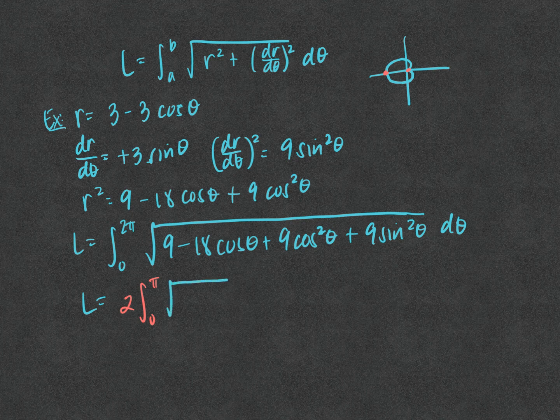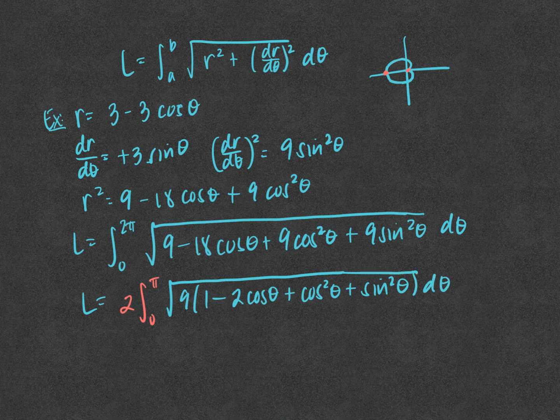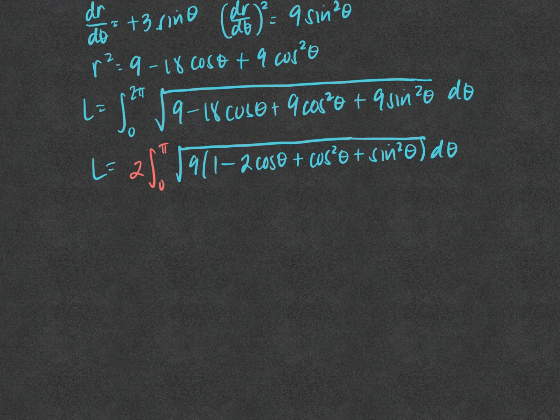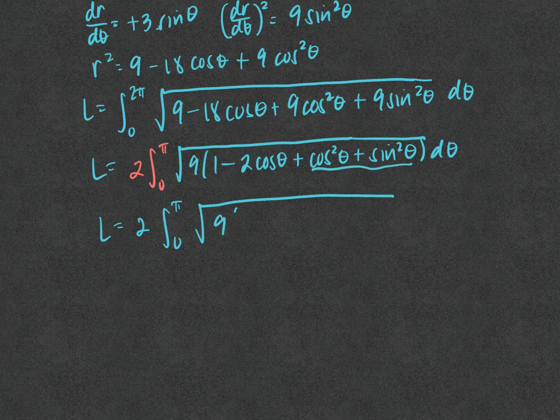Then we have the square root of, let's take 9, parentheses 1 minus 2 cosine theta plus cosine squared theta plus sine squared theta, d theta. I would like to take the square root of the 9, but let's leave it there for now. So we have L equals 2, the integral from 0 to pi. Now, when you look at this, cosine squared plus sine squared is an identity. Hopefully you see that that makes 1. So we have 1 minus 2 cosine theta plus 1, and then our d theta on the outside.